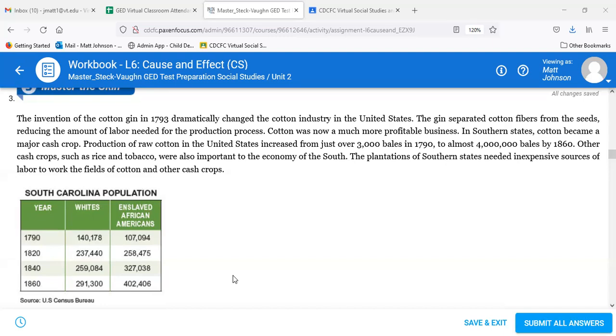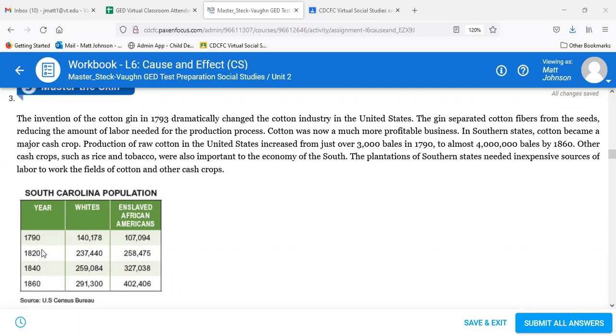So we see here the result of that. Right before the cotton gin comes online, in 1790, just in the state of South Carolina, which is what we're dealing with here, you had 140,178 white people. And you actually had a smaller population of slaves at that time. You had fewer slaves in the state than you did white Southerners. In 1820, that already changes, right? About 30 years after the invention of the cotton gin, the cotton industry, King Cotton was the term that the South used.